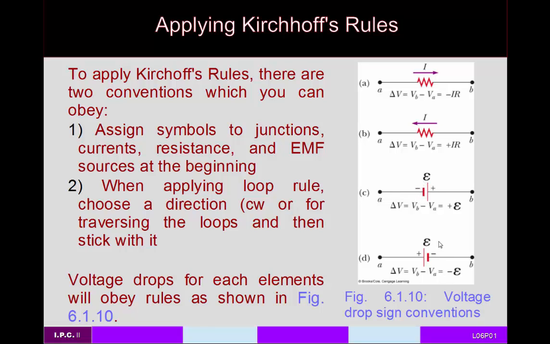Finally, you have EMFs, and the EMF is plus or minus depending upon what order the two terminals are in. And again, the voltage drop is, in this case, equal to either plus E or minus E. So the general rule that I like to obey is that you choose a direction. And that direction can either be counterclockwise or clockwise, doesn't matter which. You've chosen that direction, and that's the direction that you're going to traverse all of the loops. And so as you go around a loop, you look and you see, is the current going with you or against you as you go around that loop? If it's going with you, then it's a plus. If it's going against you, it's a minus. You stick with this rule for all of your loops across your circuit.